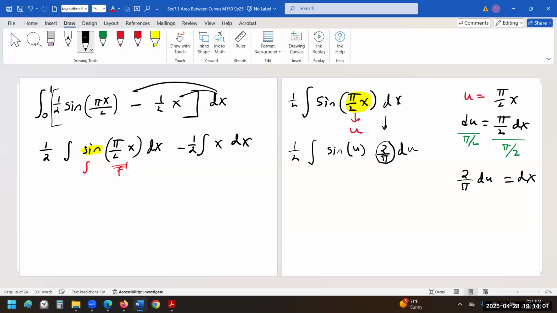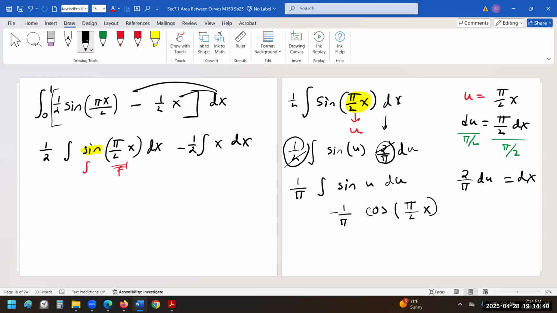These are constant coefficients, so you put them together. As a result, the 2 and 2 cancel out. We get 1 over pi antiderivative of sine u du. The antiderivative of sine is negative cosine. So we have negative 1 over pi cosine u. But they did not give us u. So you can replace this u with whatever we set our u as at the beginning.